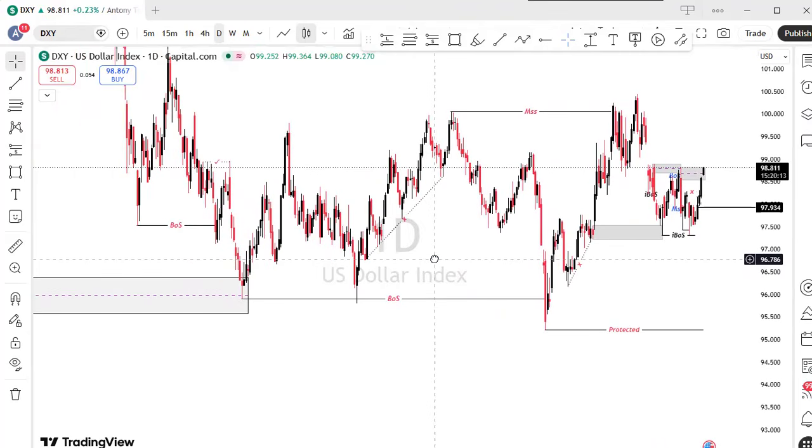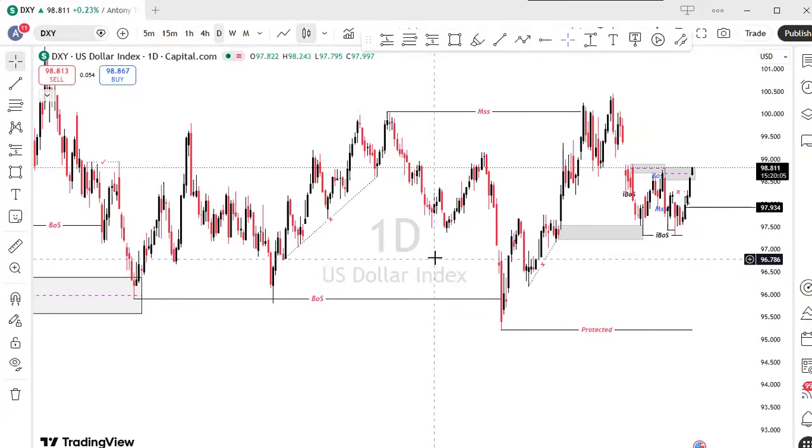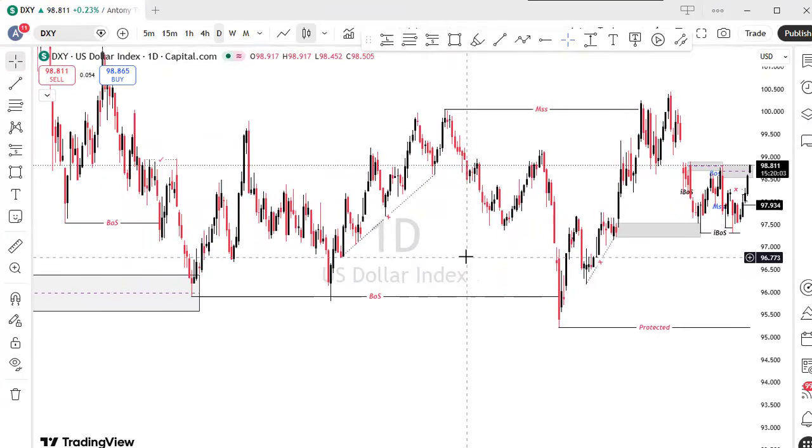So how do we use the DXY to your advantage? For those who have been asking me, can I trade the DXY? You can't trade the DXY. So what do you do? You use the DXY to analyze, or to know what is going to happen on the dollar.